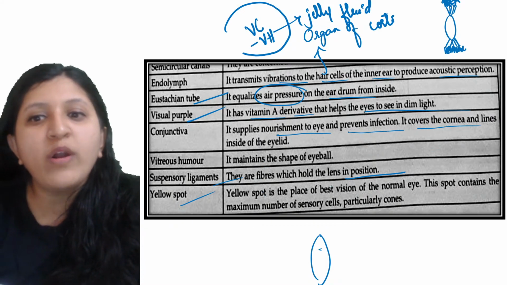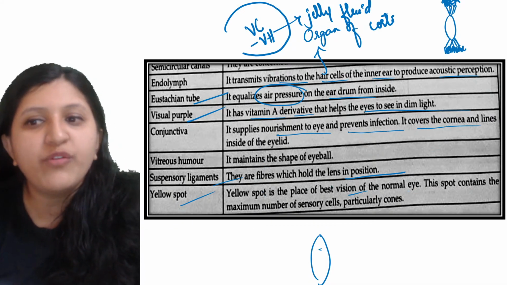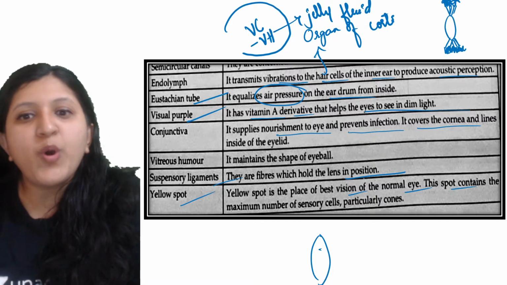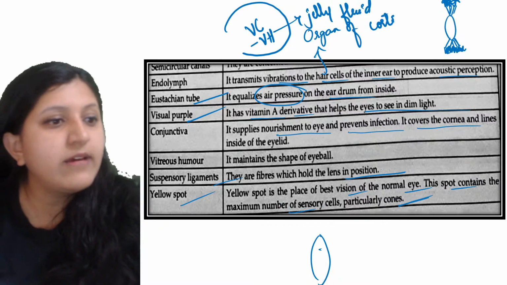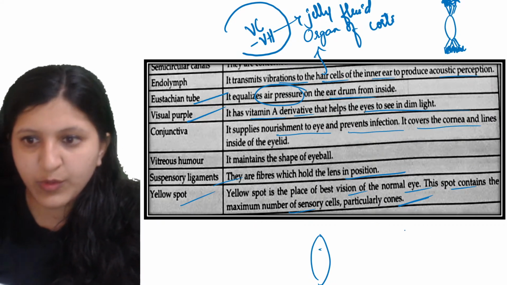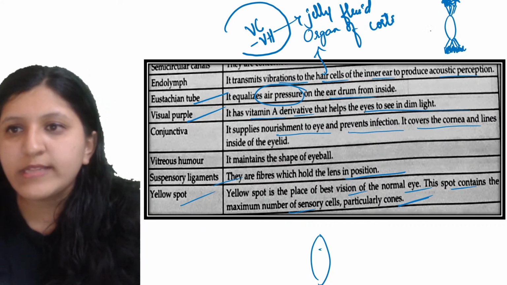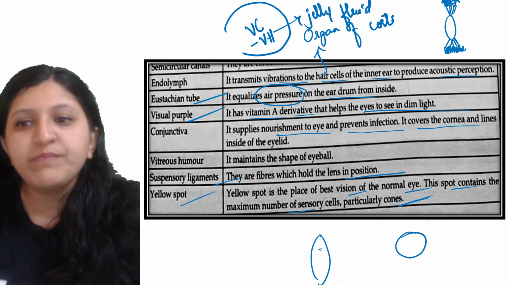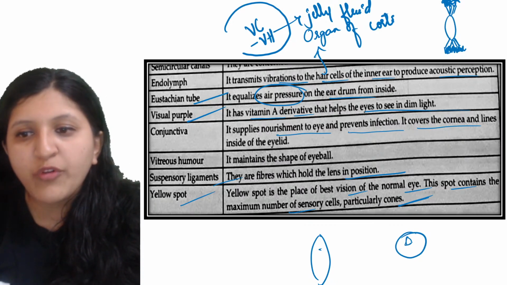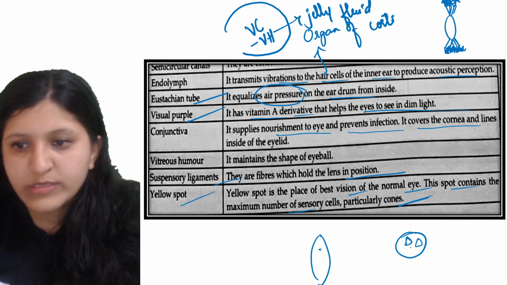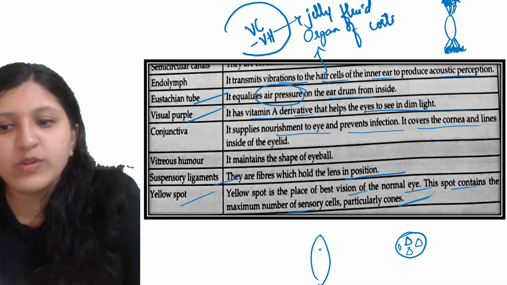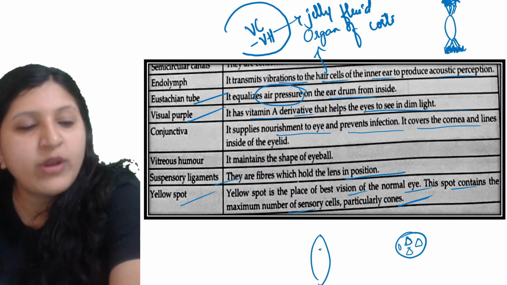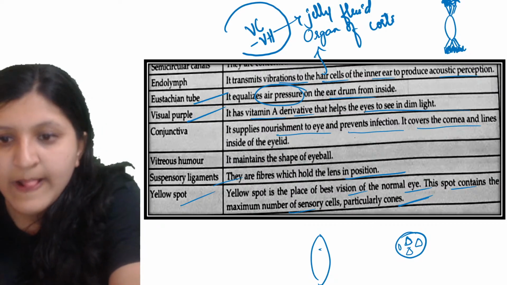So yellow spot is present. Yellow spot is the place of best vision of the normal eye. This spot contains the maximum number of sensory cells, particularly cones. So let's say this is a yellow spot now. Here you can find more cone cells, and very few rods. So that is the yellow spot which is there for the best vision, color vision as well.